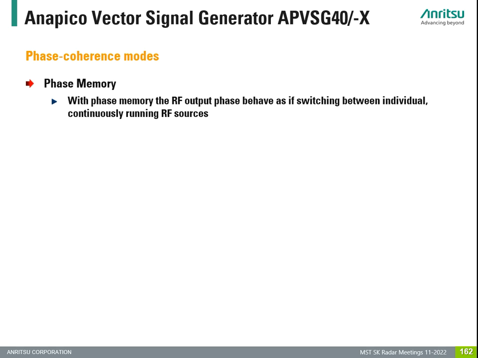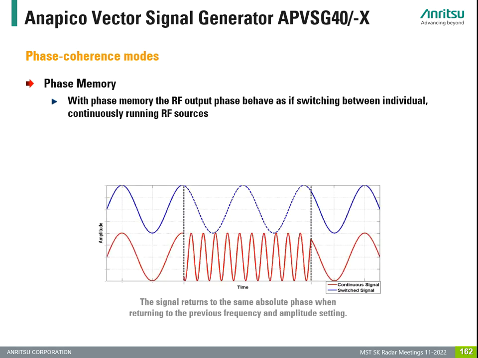Phase memory. A signal has phase memory if, when switched from frequency f1 to frequency f2, and then back to frequency f1, the signal's phase is the same as if it had run continuously at frequency f1. Here we see another real example. The signal returns to the same absolute phase when returning to the previous frequency and amplitude setting.